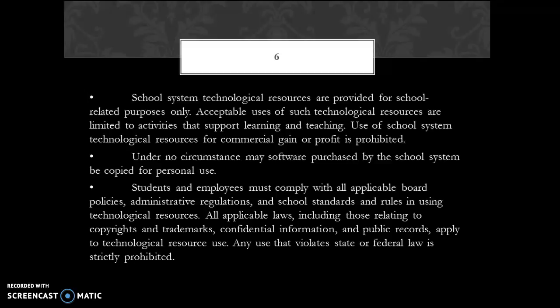Students and employees must comply with all applicable board policies, administrative regulations, and school standards and rules in using technological resources. All applicable laws, including those relating to copyrights and trademarks, confidential information, and public records, apply to technological resource use. Any use that violates state or federal law is strictly prohibited.